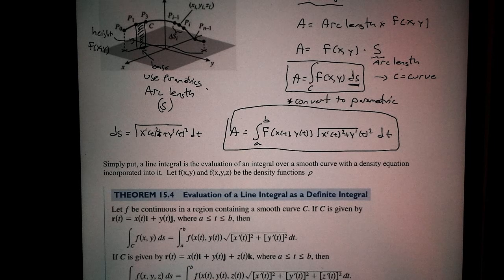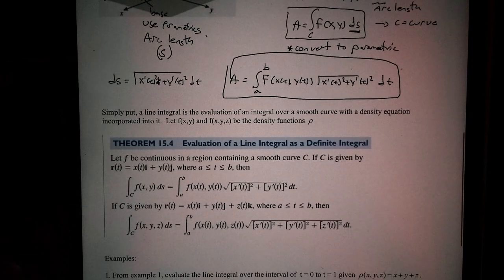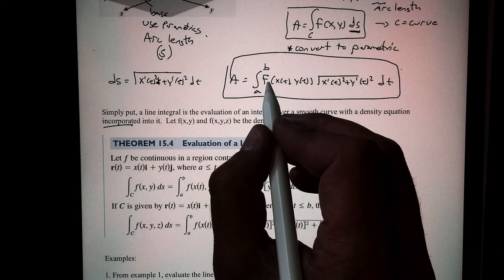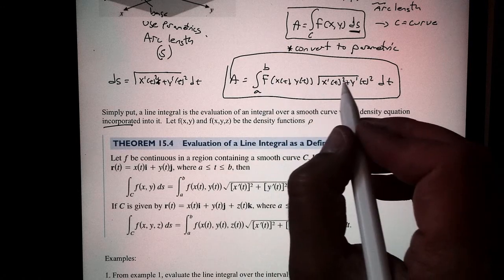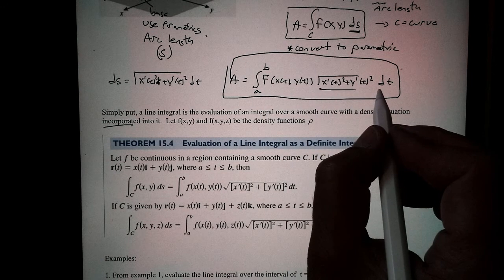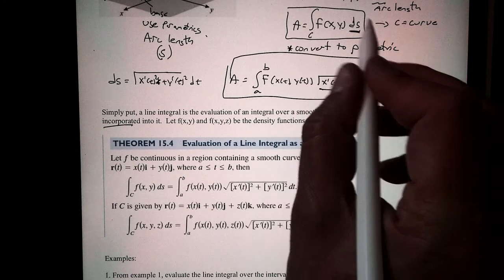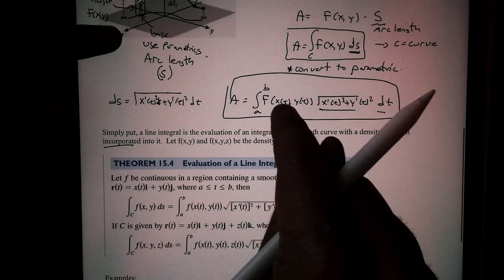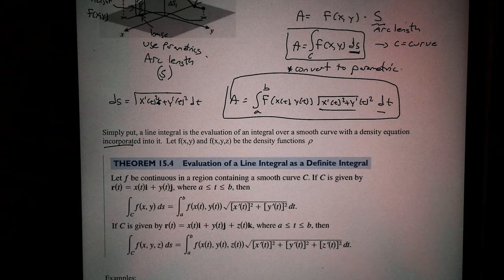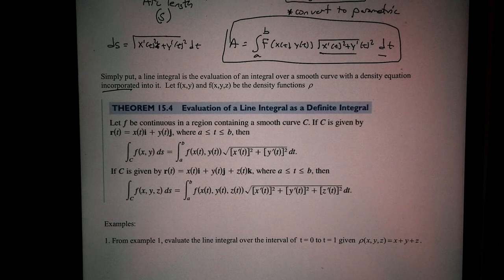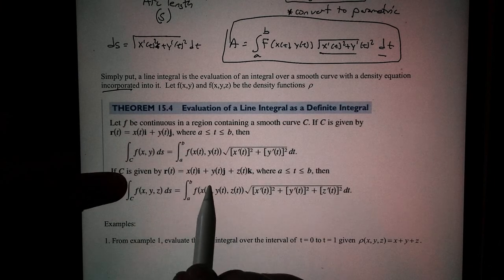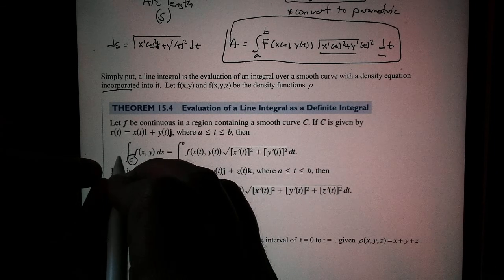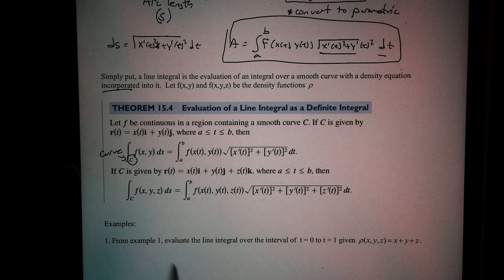Now, simply put, a line integral is the evaluation of an integral over a smooth curve with a density equation incorporated in it. So really, if we think of f as my density equation, this, remember, is the length times width. That's like this tiny little area of our arc times density, which gives us mass. So these are little formulas in 2 dimensions and in 3 dimensions or more, where C, remember, is the curve. It's the domain on our curve that we're looking at.